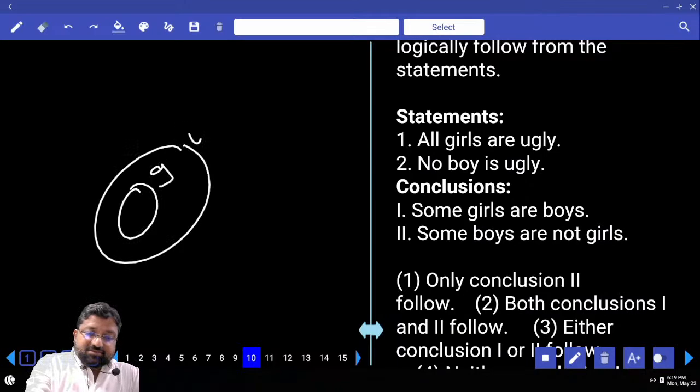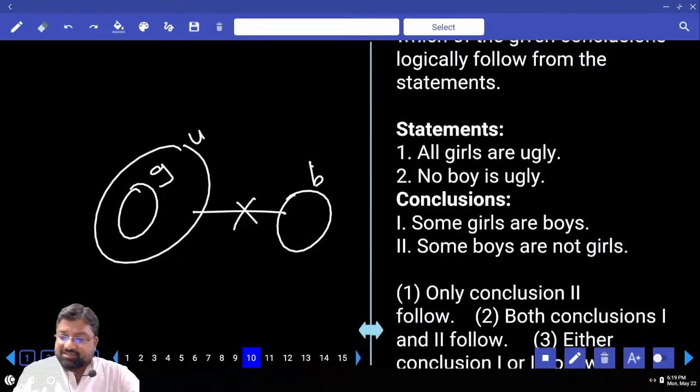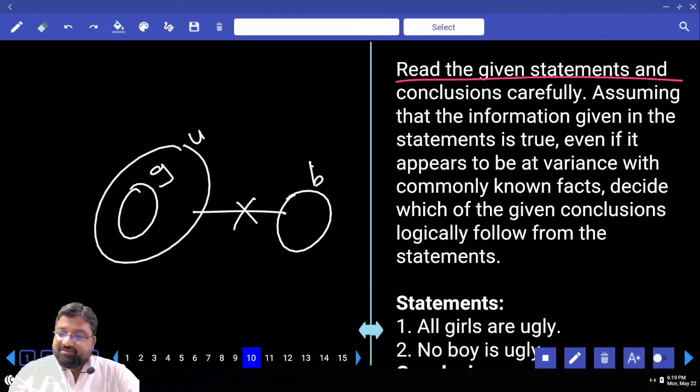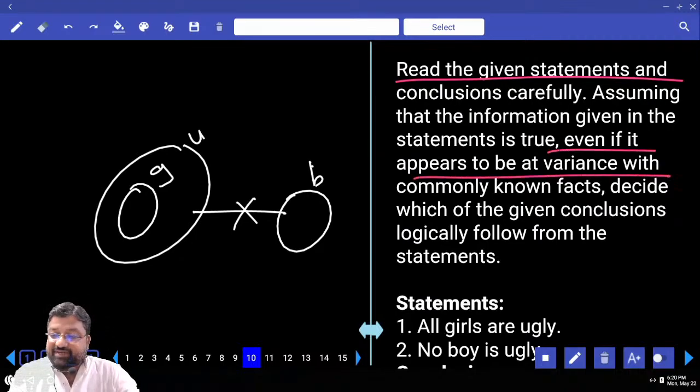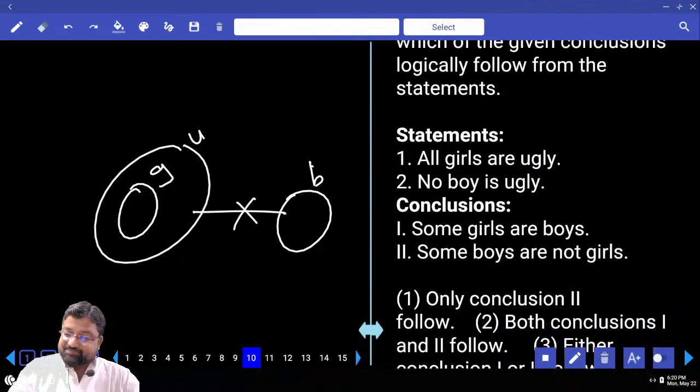All G is U. No boy is that. Before I solve this question, read this: read the given statements and conclusions carefully, assuming that the information given in the statement is to be true, even if it appears to be at variance from commonly known facts. So commonly known facts are different, so don't consider them.